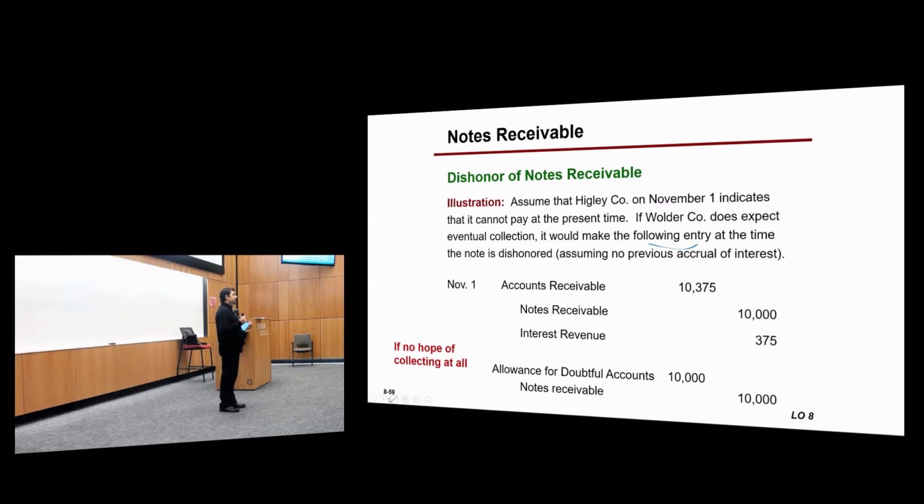The company is not going to recognize any revenue because they did not have any revenues in this case. They are simply writing off notes receivable. Any questions?